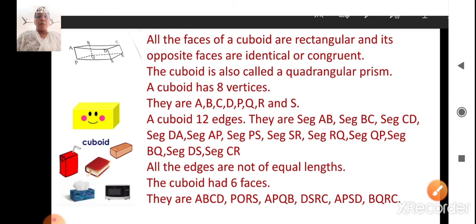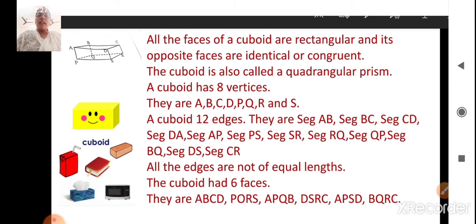I'll repeat it one more time. Segment AB, segment BC, you can see it in the figure, children. Segment CD, segment DA, segment AP, segment PS, segment SR, segment RQ, segment QP, segment BQ, segment DS, and segment CR. So a cuboid has 8 vertices and it has 12 edges. Okay, all the edges are not of equal length in cuboid, right?